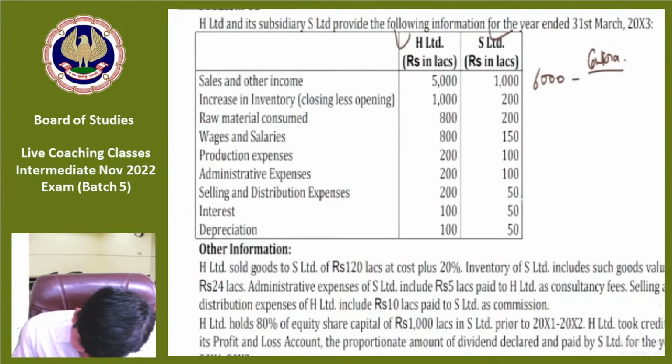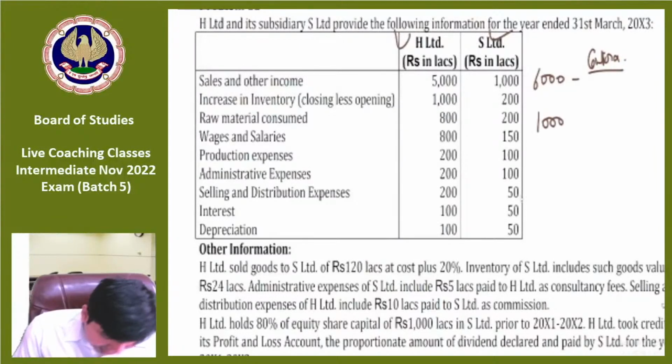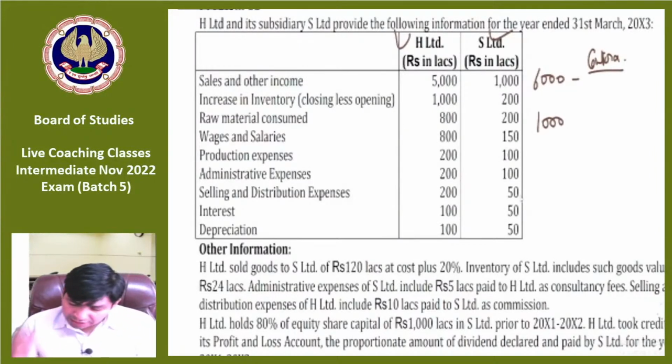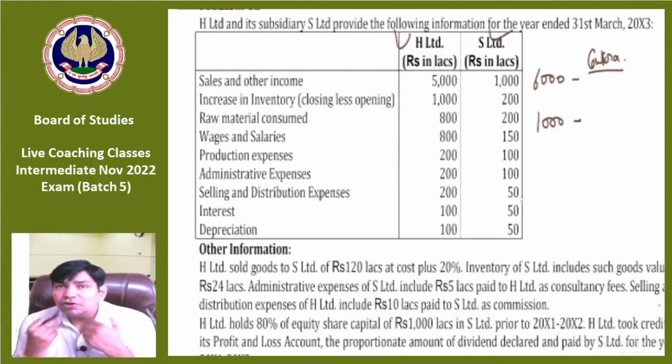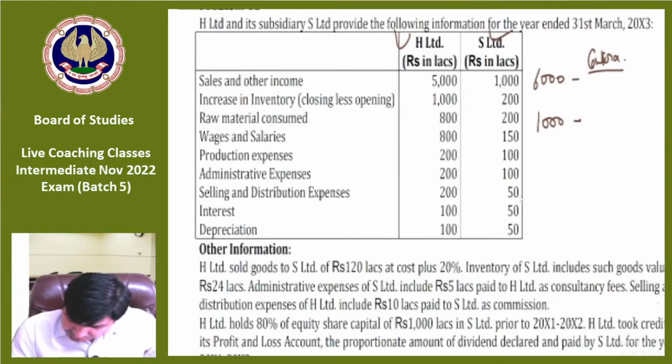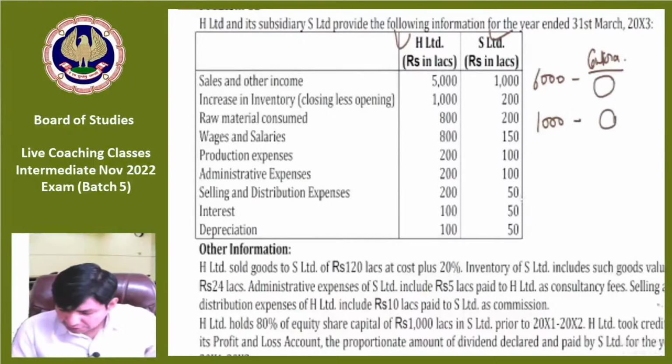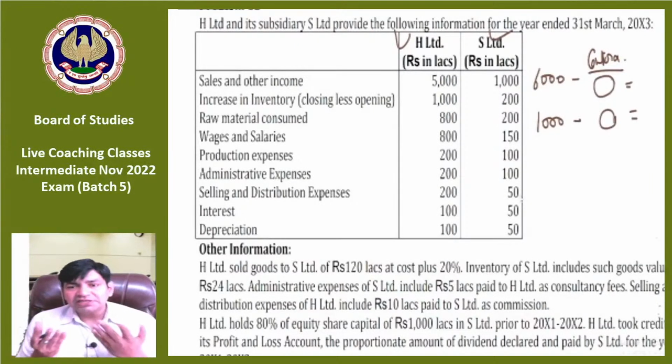In case of raw material consumed, while you will be doing the total of 1,000, you will be finding some contra items, because one is selling to another. It means in the hands of one there is a sale, and for another there is a purchase, that is cost. But only these things must be cancelled from here. The rest of the things are there only.